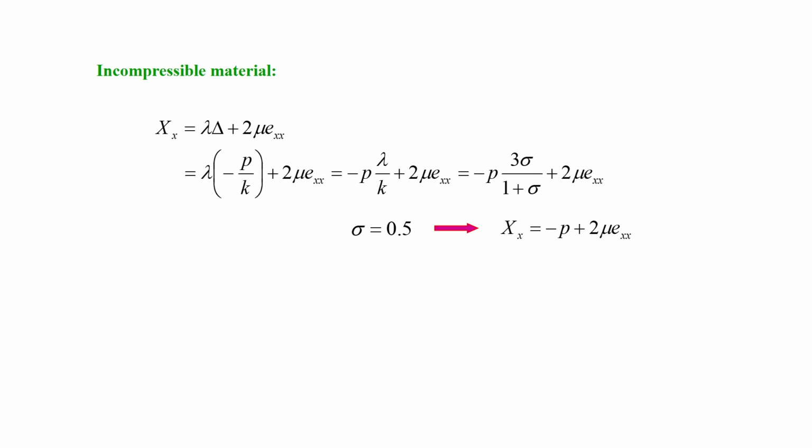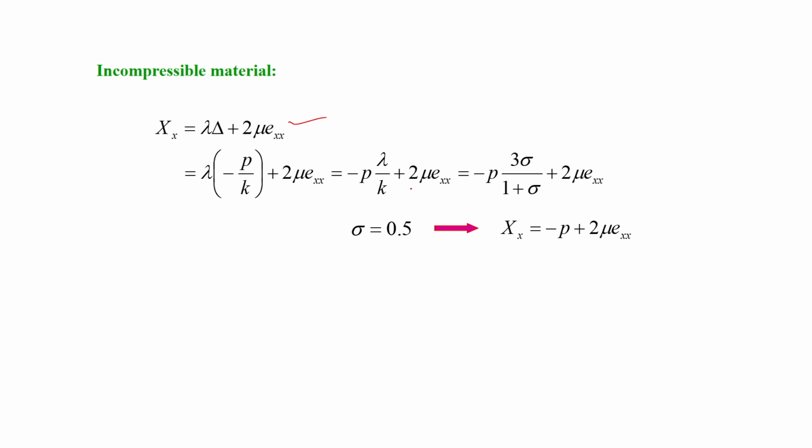So, now let us say that we have this incompressible material. How the stress-strain relations change, that is what I would like to show here. Here we can write it as lambda into delta plus 2 mu E xx, that defines this sigma xx. Delta is defined as the volume strain, and the volume strain is hydrostatic pressure divided by the bulk modulus. Therefore delta is equal to minus P by K, here plus 2 mu E xx.